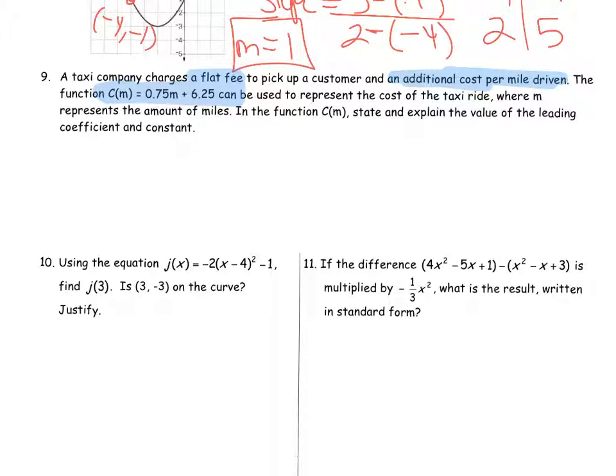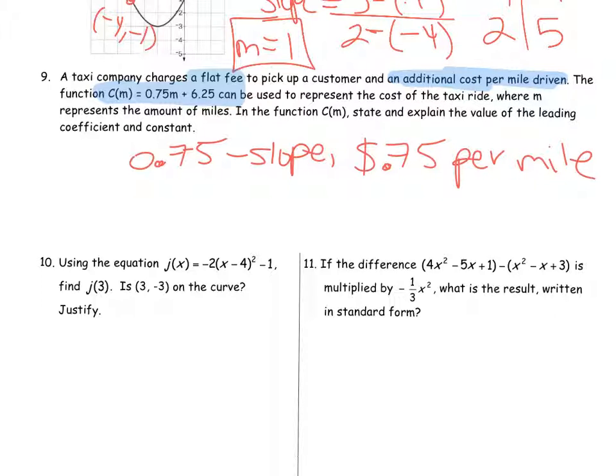In the function c of m, we want to state and explain the value of the leading coefficient and the constant. Okay, so the leading coefficient, guys, is that 0.75. That actually represents the slope, where the slope is what? Good. The slope is going to be that 75 cents per mile. And I have the constant, which is going to be that 6.25.